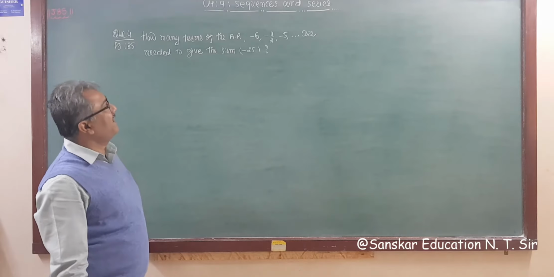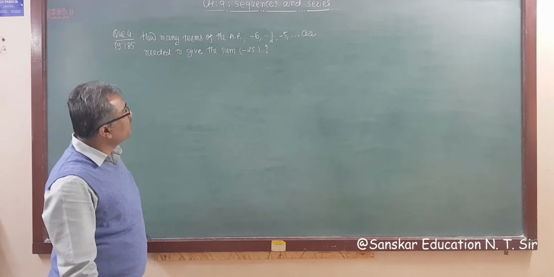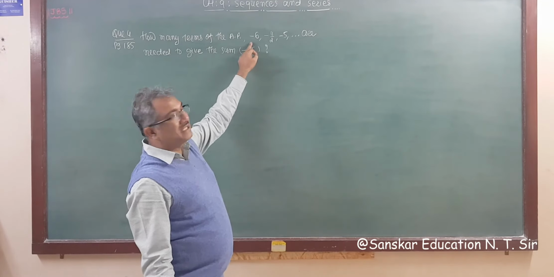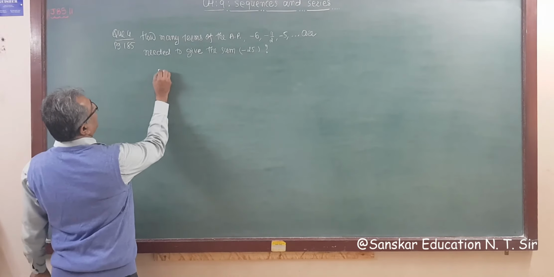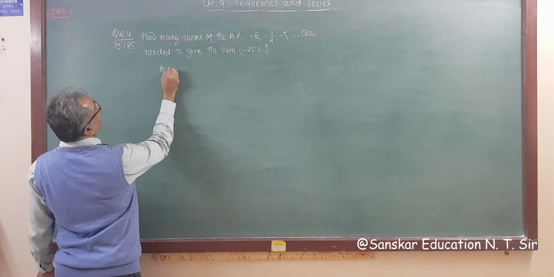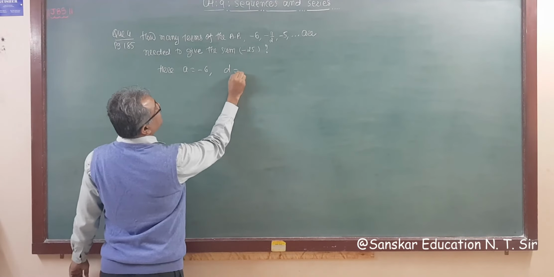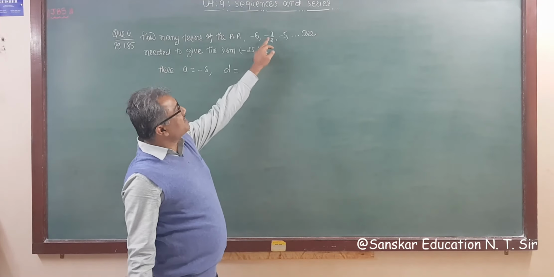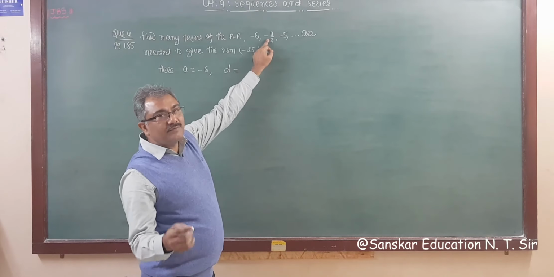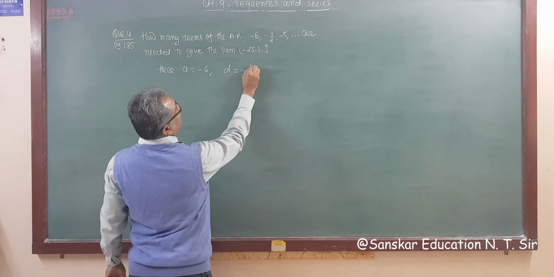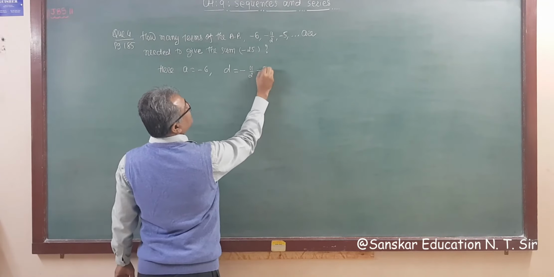How many terms of an AP, how many terms of the AP, this. So this AP is given. So here a is equal to, first term is minus 6, and D. D is the common difference, but you have to subtract the left hand side term from the right hand side term. So minus 11 by 2 minus minus 6.